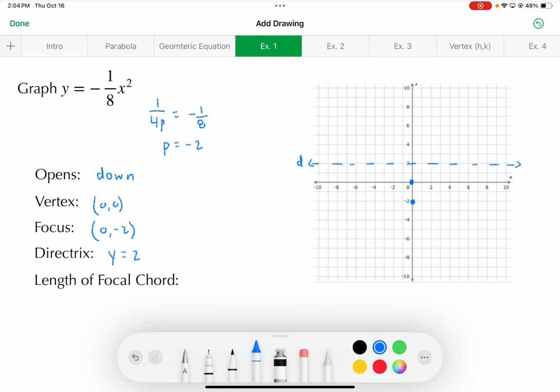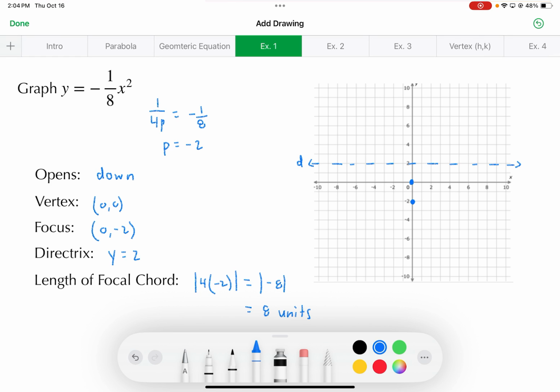And then the length of the focal chord, if we figure that out, we'll be able to get some other points on the parabola really easily to be able to sketch it. So we said it should be the absolute value of 4 times our p value. So that's the absolute value of negative 8, or 8 units. So that means the length of that line segment that passes through the focus and has endpoints on the parabola has to be 8 units.